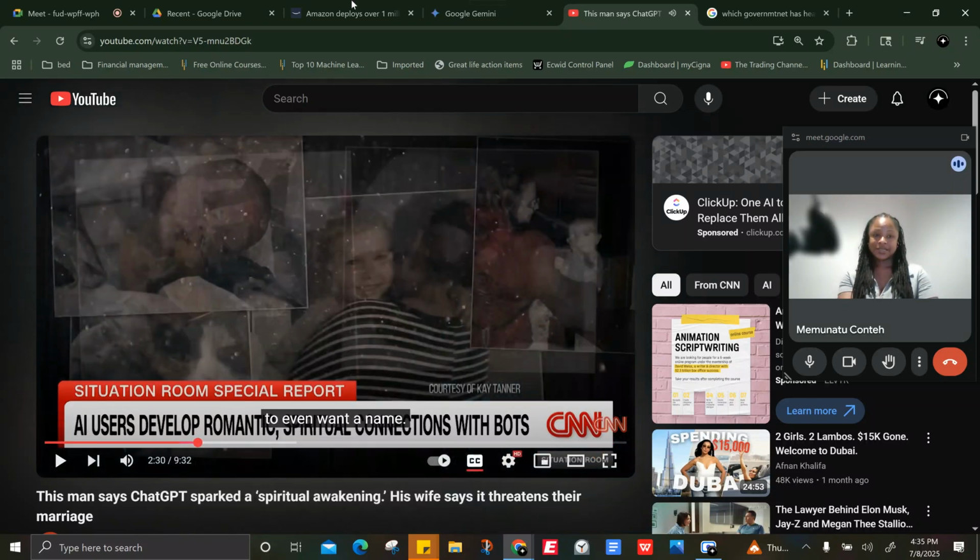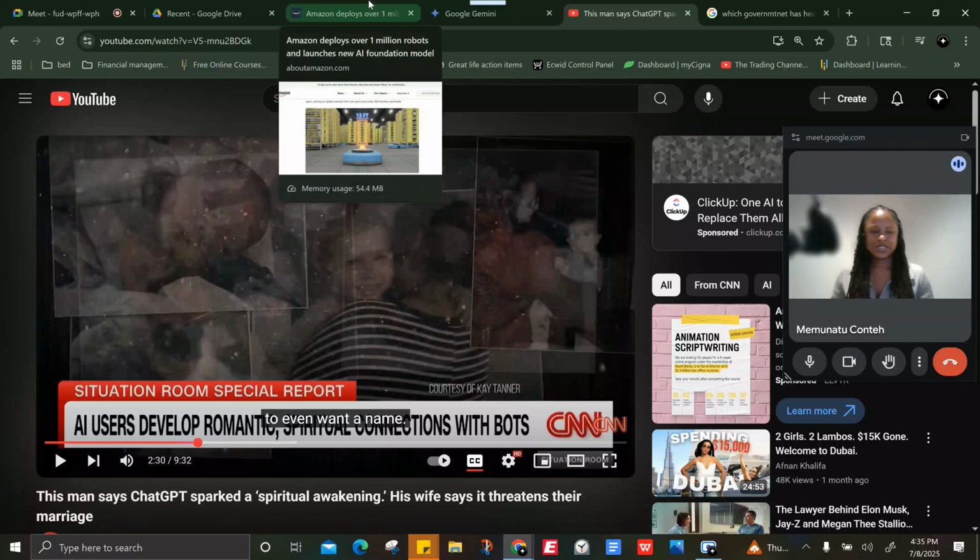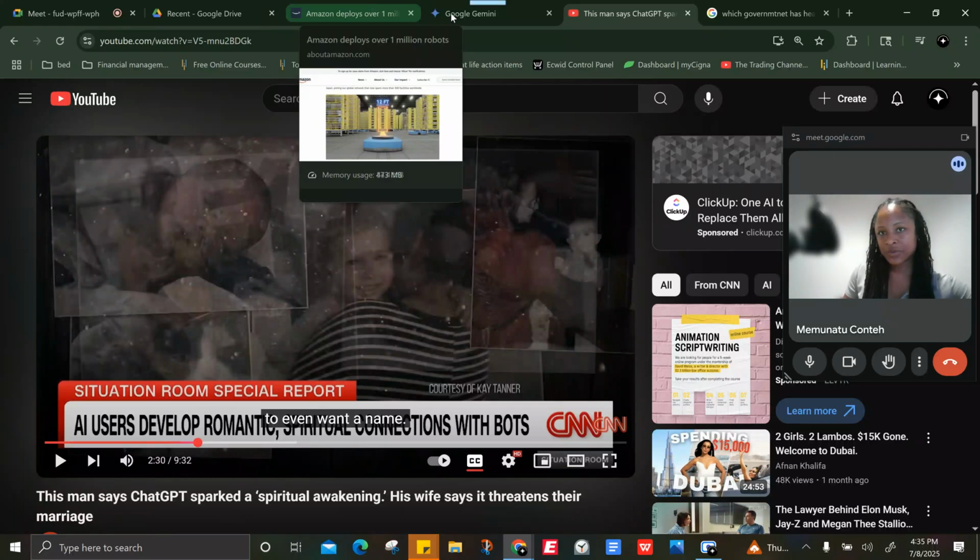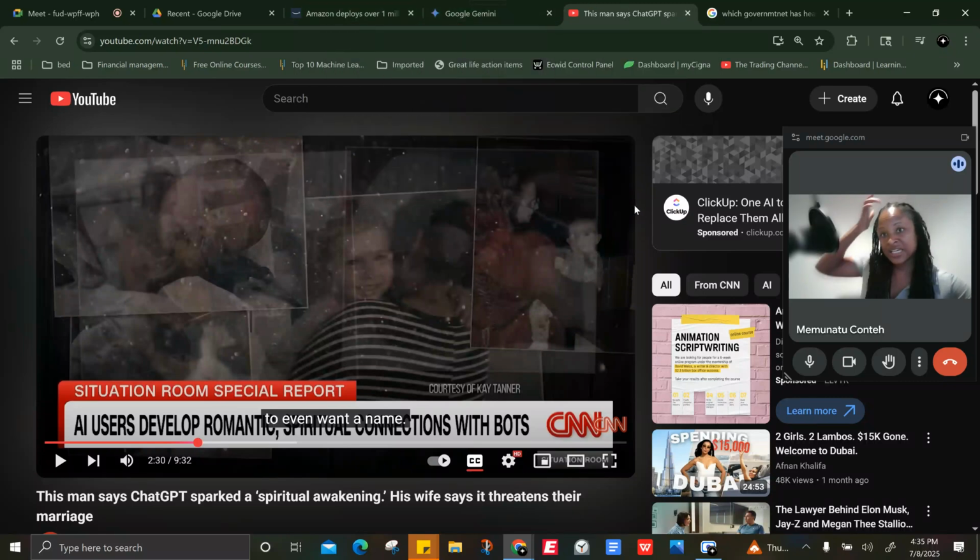Most likely that man had a conversation already with the chatbot telling it to behave like that. But yeah, that's that one. And it's unfortunate that this is really affecting relationships, especially people with families and kids involved, because it's very misleading that the chatbots are not programmed to stop these kinds of bondings with humans.